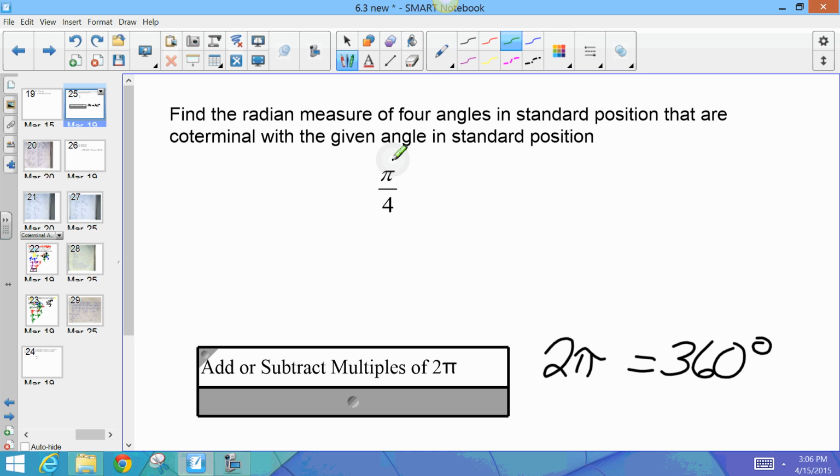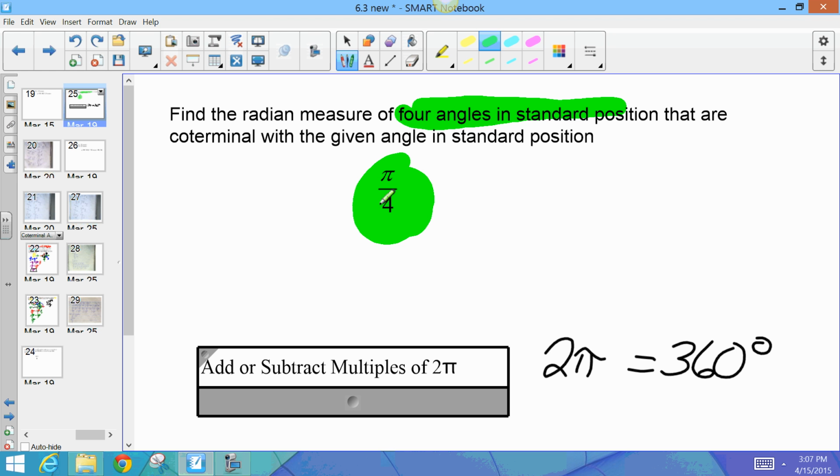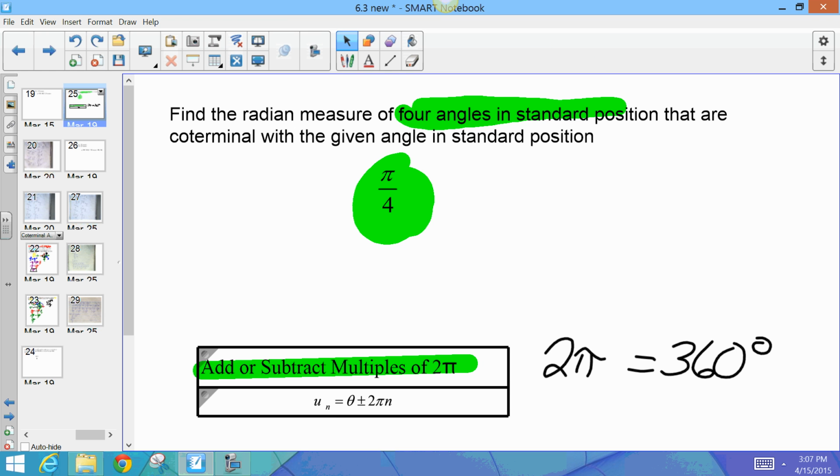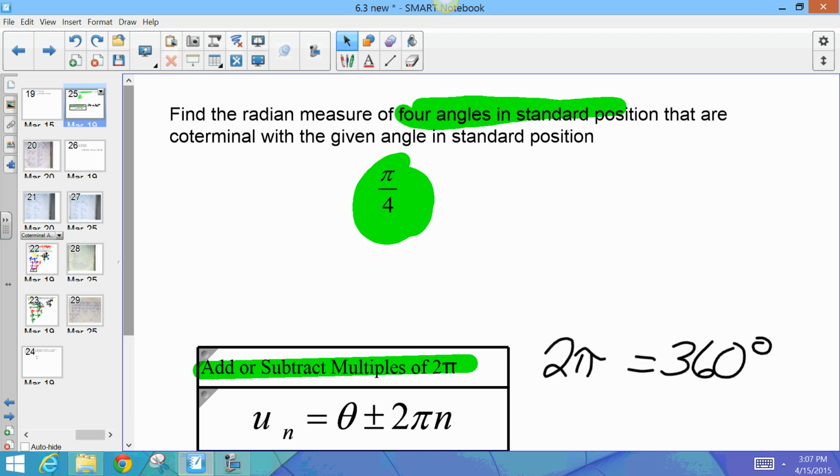In this problem, this is a lot like the ones we did earlier in this section. They're asking for 4 angles that are coterminal with pi over 4. We've already discussed that. We're going to add and subtract multiples of 2 pi. That is my arithmetic sequence. You're taking your theta and you're adding and subtracting 2 pi n, where n stands for any integer, or any multiple of 2 pi. All right, here we go. So I need 4 of them.